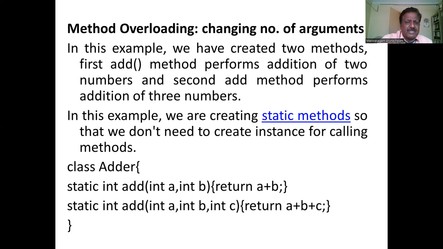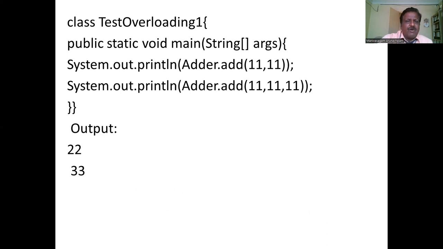Here two methods are defined in the Adder class. These methods are add methods. The first add method contains two parameters. The second add method contains three parameters. So it is an example of method overloading. Now we will call the methods. We will call both the methods.